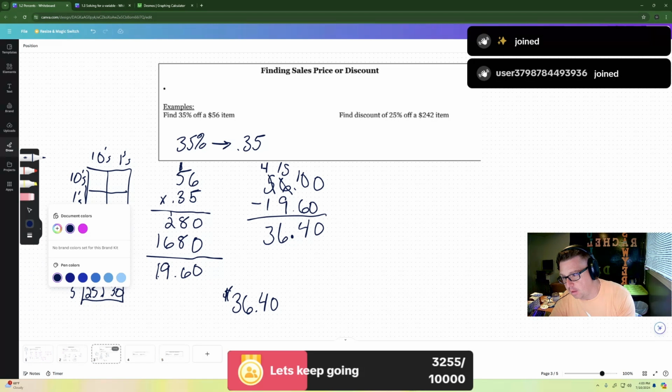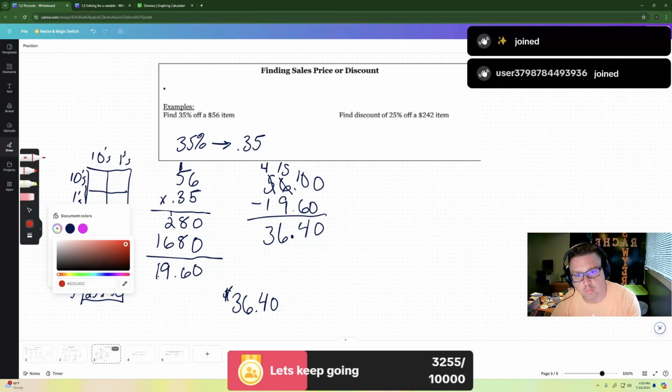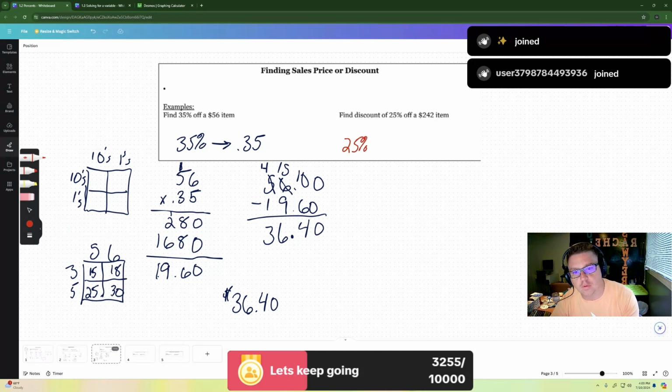Okay. I'm going to add a new color in here. Let's move some red. I haven't done any red yet. And we're going to change it to a decimal. Then we're going to do 242 times 0.25. And then you do your multiplication.